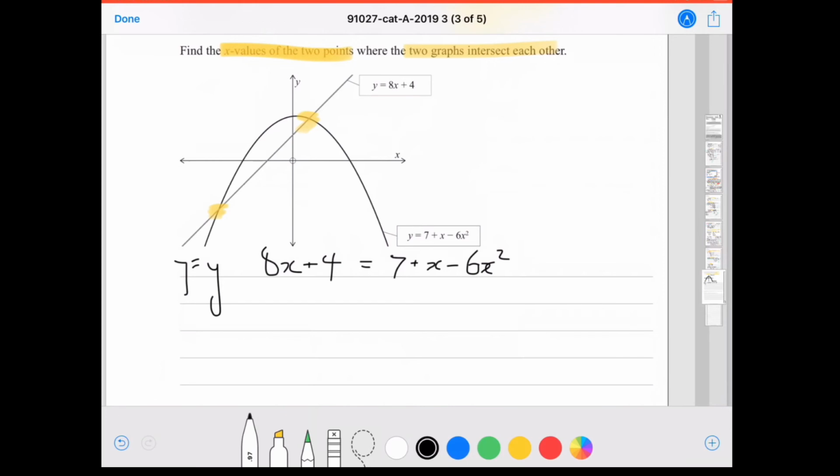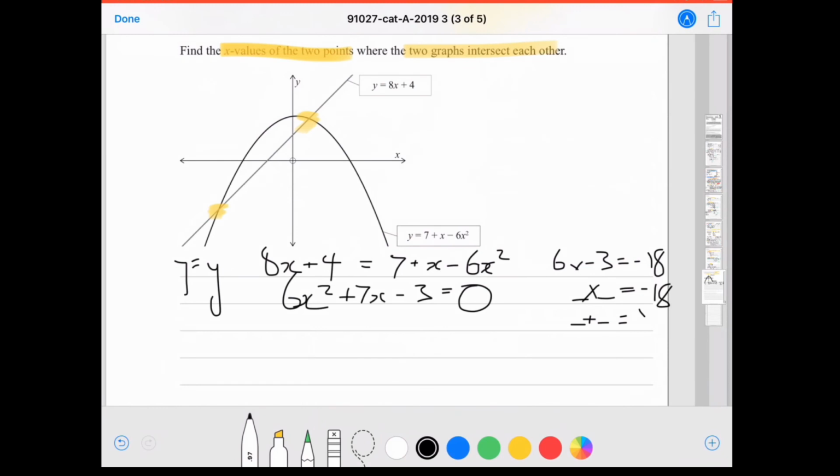Now we can put all our terms on one side, get ourselves a quadratic, and solve that quadratic to find the x values. So now let's bring the negative 6x squared to the left hand side just to make it positive. 6x squared, and then 8x minus x is plus 7x, 4 minus 7 is minus 3, and this equals 0. And now we're solving this quadratic. Once again, there's a few different ways you can do this. Let's say 6 times minus 3 equals minus 18, and so we're looking for two numbers that multiply to minus 18 and add to the middle term, which is 7. And this is positive 9 and minus 3.